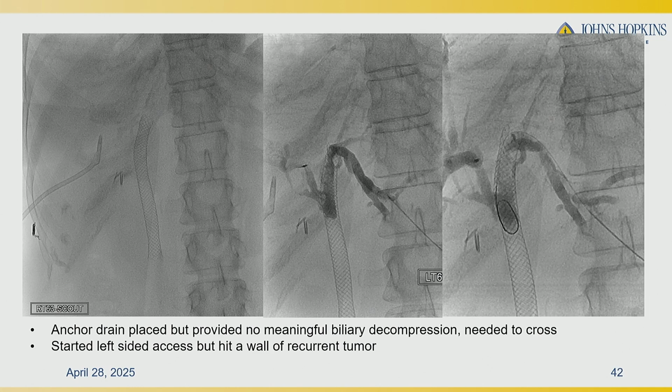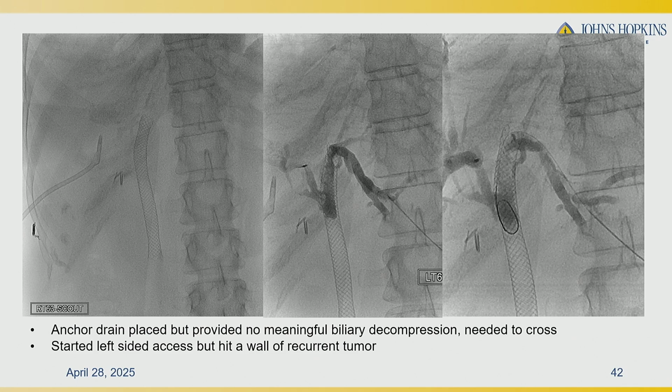So we placed an anchor drain in the acute setting on the right side because her biliary ducts were so dilated, and we basically had to bail her out from biliary sepsis initially. But once she had defervesced, we brought her back for crossing. So initially, this anchor drain helped us get through that acute period, but it wasn't providing meaningful biliary decompression. We really needed to get through and through and get side holes across this multifocal obstruction of her biliary tree.